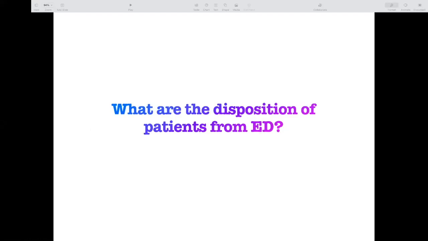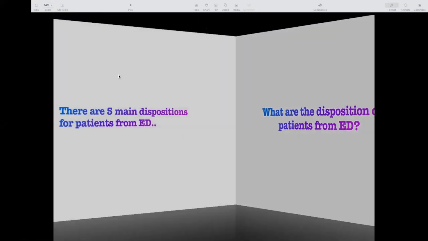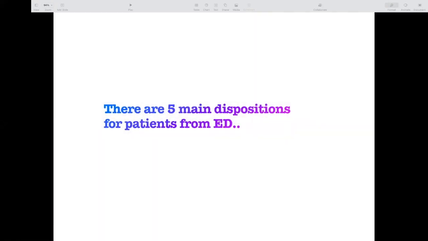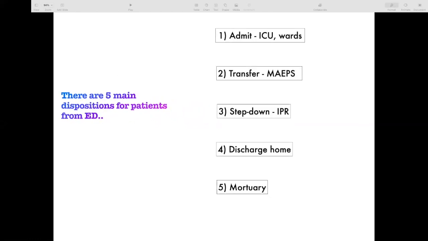Next, when can we dispose of our COVID-19 patient from ED? How many ways of disposition are there? Basically, there are 5 ways of disposing our COVID-19 patients from ED. These are the 5 main dispositions. First, the patient is admitted to ICU or wards, or transferred to MAEPS, or we step down to IPR, or the patient can be discharged home, or unfortunately, if the patient passes away, they will go to the mortuary.